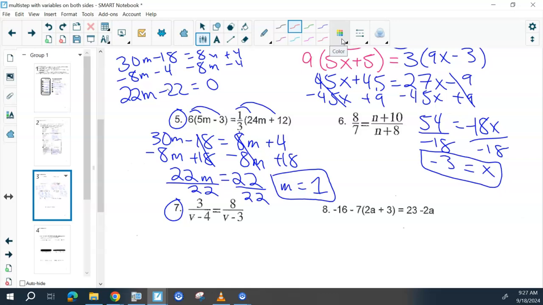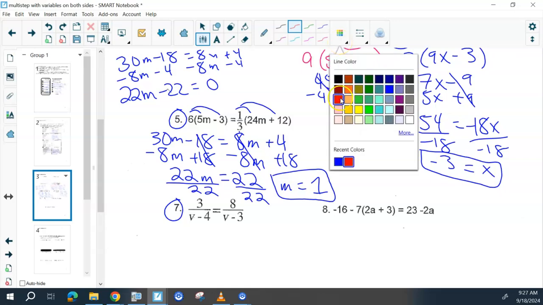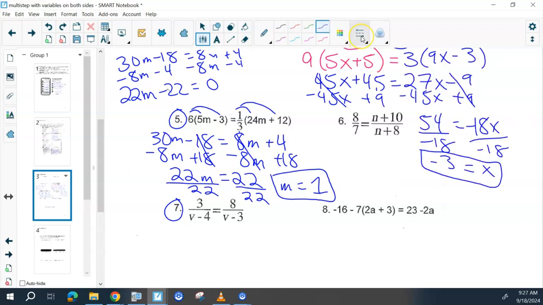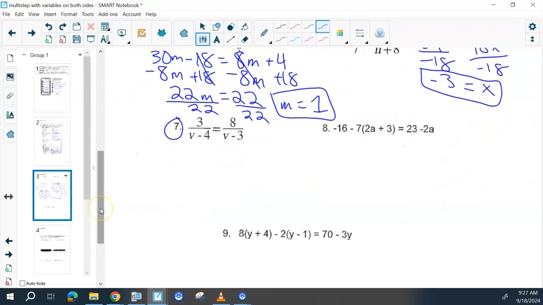Okay. For number 7, how would we start that since it's a fraction that equals another fraction? Cross multiply, yes. So that should be your answer every single time you see a problem like this.